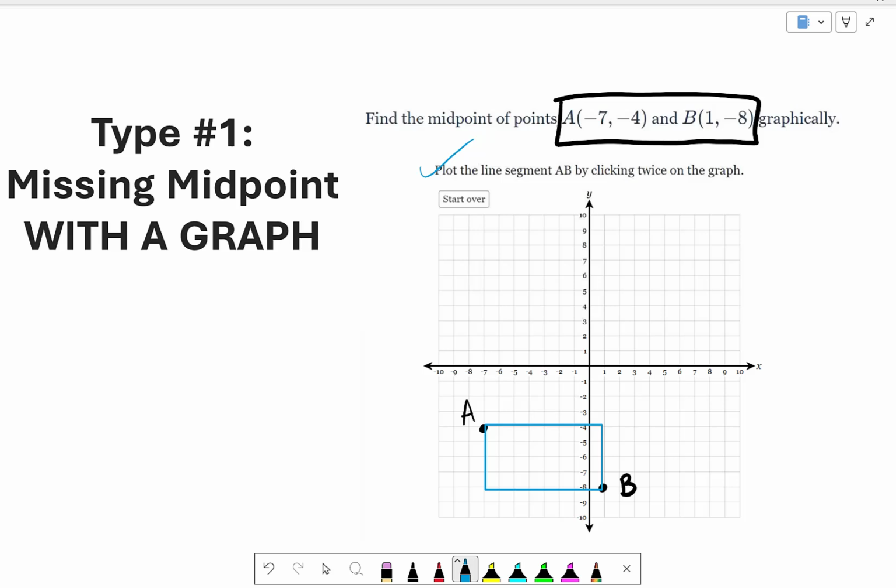Just like that, which is going to help you determine where the middle is. So we have our line segment.